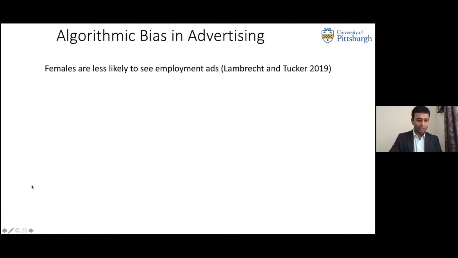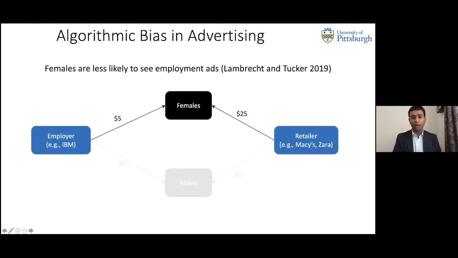Good. So let me now talk about one project that I've been doing and am very excited about. This is a recent one, and it is about algorithmic bias in advertising. There is very strong evidence that females are less likely to see employment ads. This is a paper which recently came out in Management Science and was kind of an eye opener. But the more important thing is that there is an algorithmic bias in advertising, not because advertisers are biased, but because of something else. Let me explain what happens.